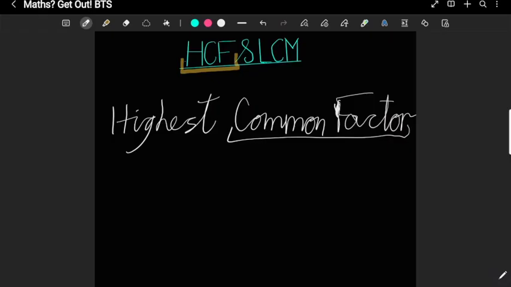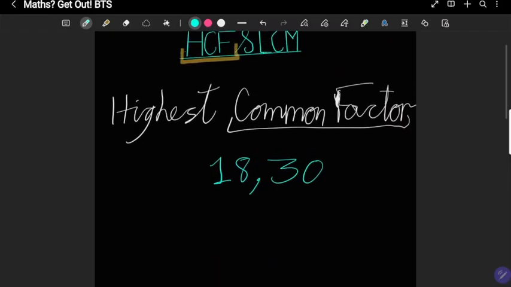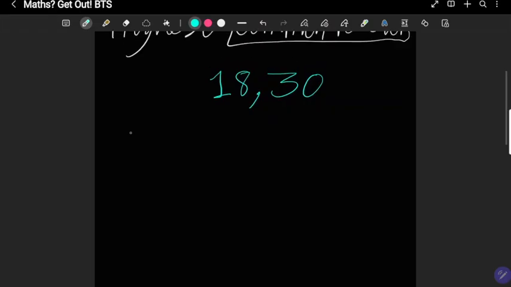Let's pick two numbers. Let's pick 18 and 30. So to find the highest common factor: a highest common factor is a number that 18 and 30 both can divide by to give a whole number. Obviously we've got to find the highest one. So we're going to put them in a little table, like this.